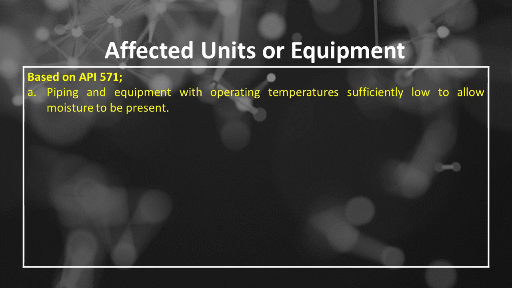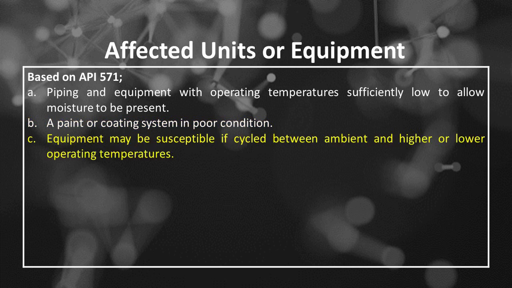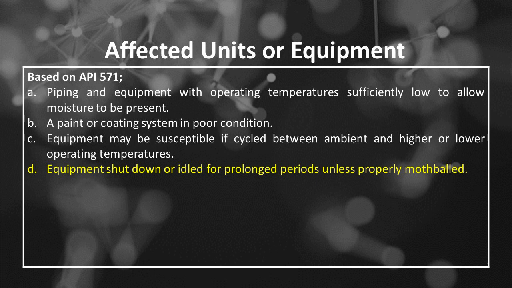Atmospheric corrosion affected units or equipment based on API 571. Number A. Piping and equipment with operating temperatures sufficiently low to allow moisture to be present. Number B. A paint or coating system in poor condition. Number C. Equipment may be susceptible if cycled between ambient and higher or lower operating temperatures. Number D. Equipment shut down or idled for prolonged periods unless properly mothballed.